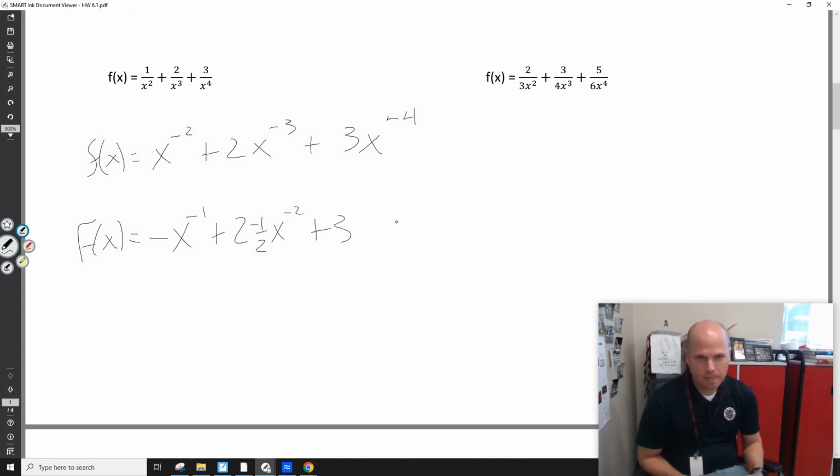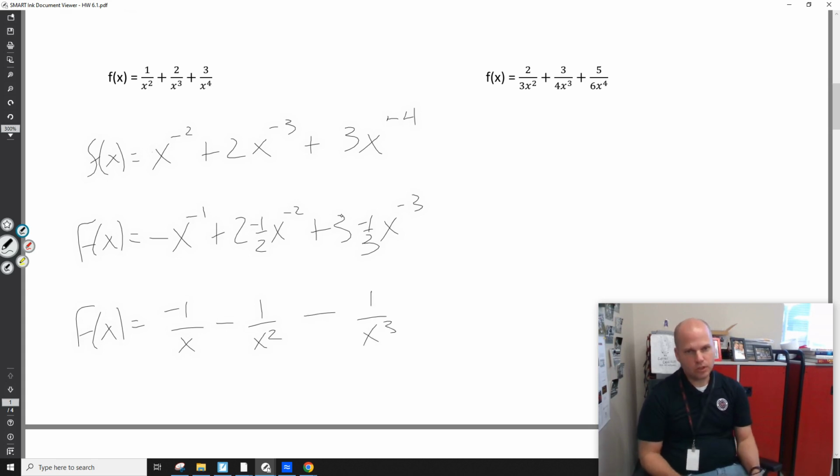Leave the 3, add 1. Make sure you go in the right direction when you're adding. Multiply by the reciprocal. What happens? I get -1 over x minus 1 over x squared minus 1 over x cubed. The 3 and the 1/3, the 2 and 1/2 cancel.